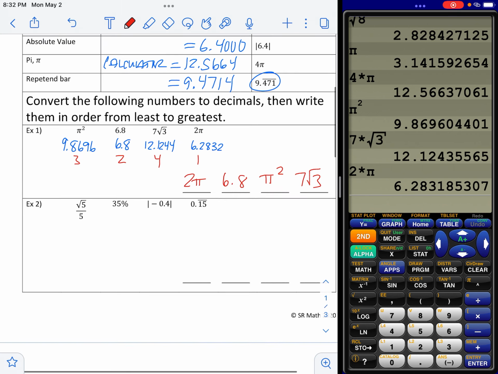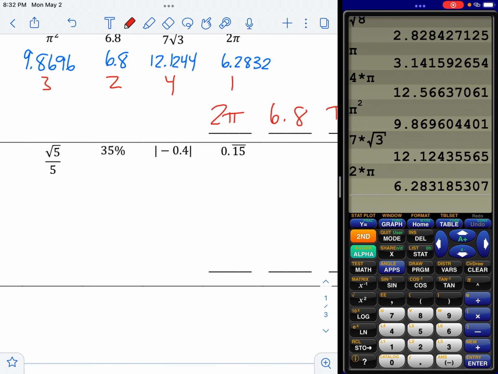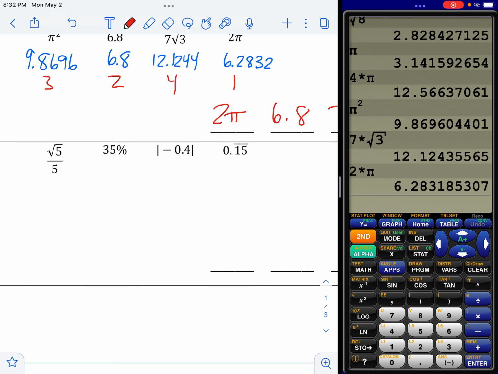All right, so same thing here for the next problem, just a little bit more involved, okay, with each of these conversions. All right, so first one here we have root 5 over 5, so type it in, second root 5. Now you got to make sure you're out of the square root before you put divided by 5. Notice how the division bar is outside of the square root there on my calculator. I hope you can see that.